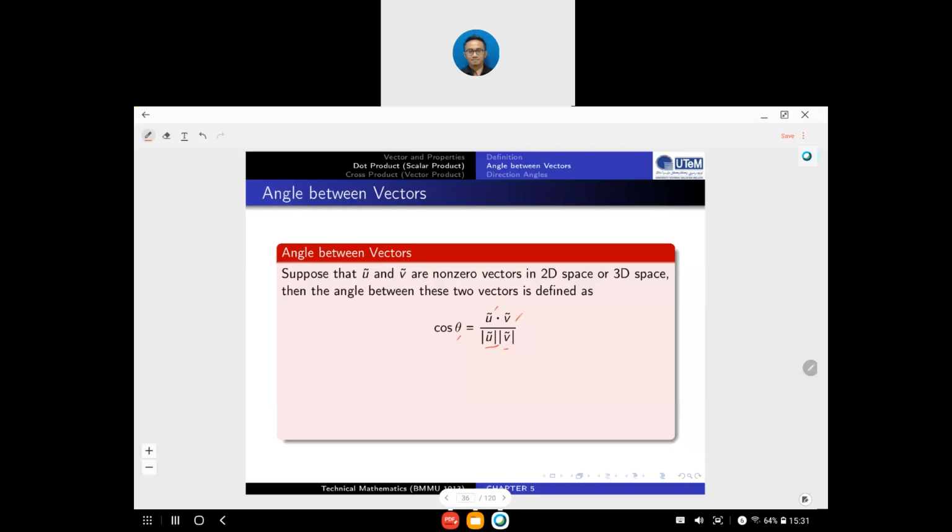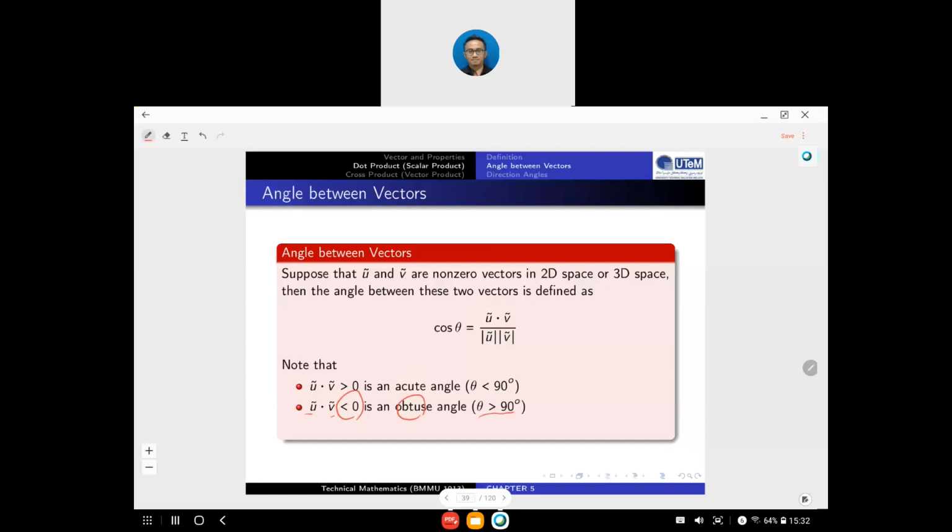Note that if U dot V is greater than 0, you must get an acute angle. When you do the above and U dot V is greater than 0, you get an acute angle. What is an acute angle? It means theta is less than 90 degrees. If vector U dot vector V is less than 0, you must get an obtuse angle. What is an obtuse angle? It means theta is greater than 90 degrees.